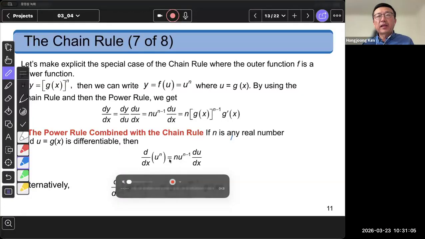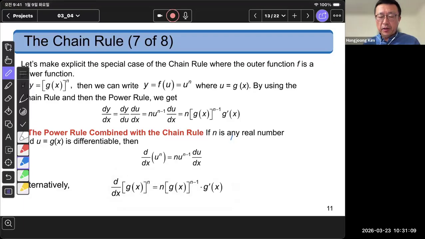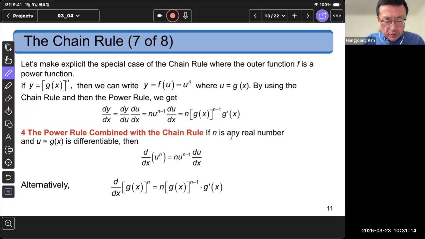Okay. Now, let us consider a very special case of the chain rule. Suppose that I have the function y defined by g(x) to the nth power. Then in this case, what is the outer function? The outer function f will be u to the n, the power function, and the inner function is g(x).